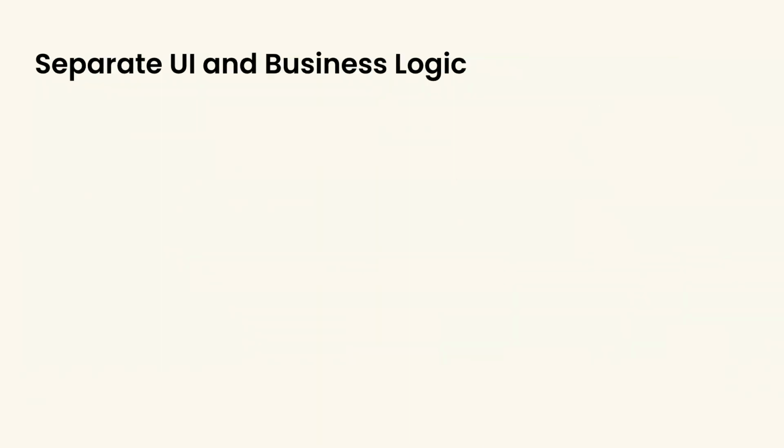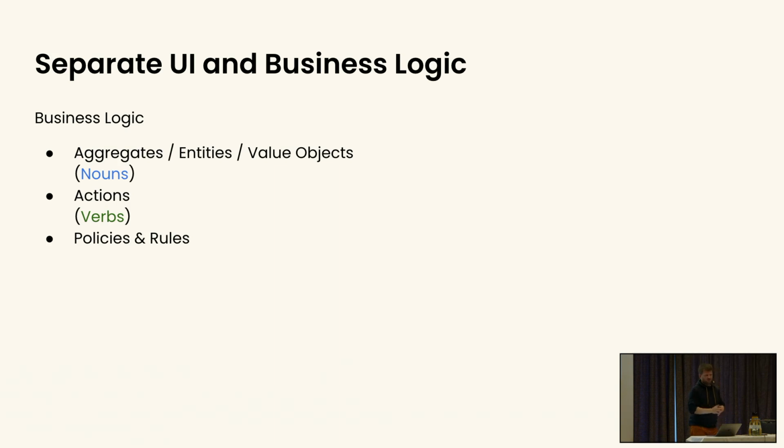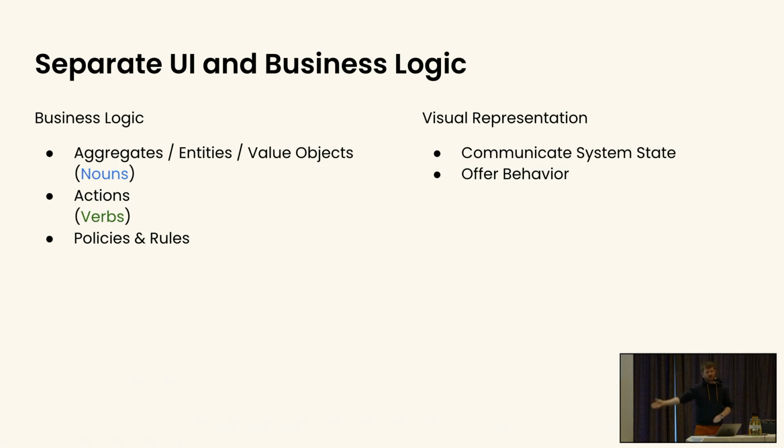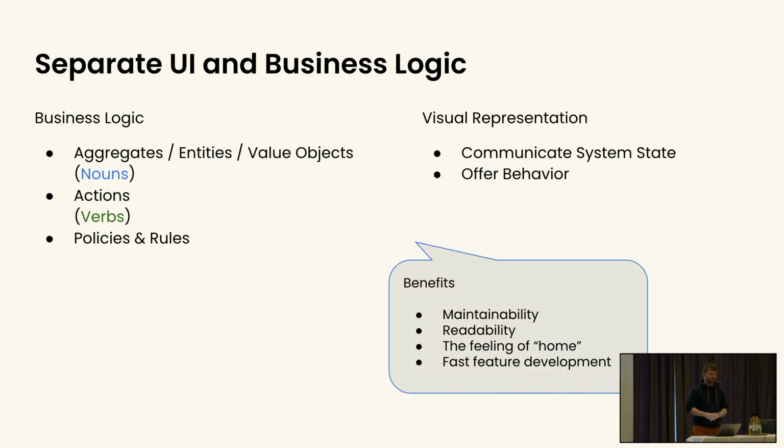And that's actually a good thing to do, to separate the UI and the business logic in your code. So the business logic, as mentioned before, contains your aggregates, the entities, the value objects, like your nouns, and the actions, the verbs, what you can do with them, and some policies and rules based on your business. And next to that is the UI, where we have the visual representation of that, in which we can communicate this system state to the users using our product, or offer them some behavior like, hey, do you want to feed the animal now?